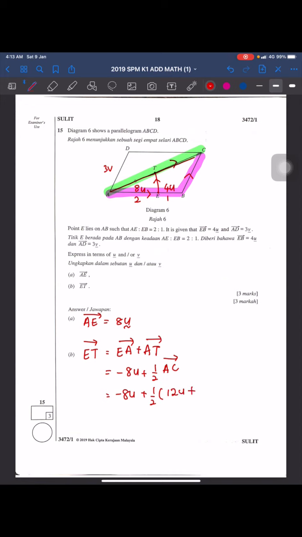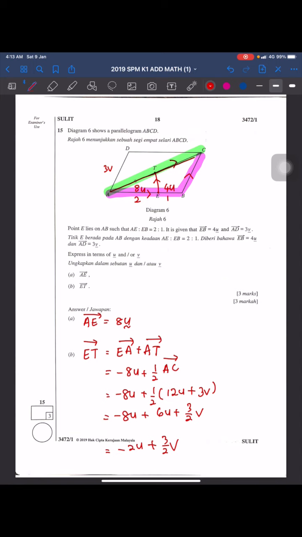Okay, BC is 3V. Okay, so negative 8U, saya expand, so akan dapat 6U plus 3 over 2V. Okay, so simplify. Okay, so negative 8 tambah 6, negative 2U plus 3 over 2V. Okay.